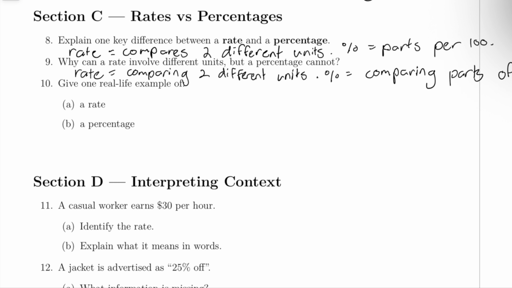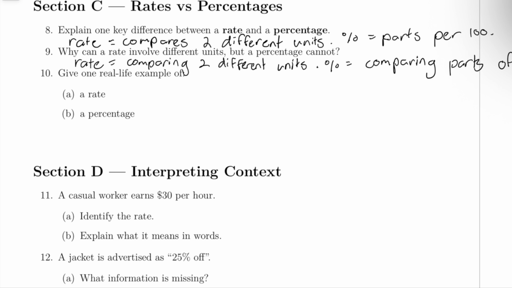So question 10, give one real life example of a rate, again like $20 per hour. So you're comparing your money earned by time. Then percentage, like I said, we can make it different, like 10% discount.